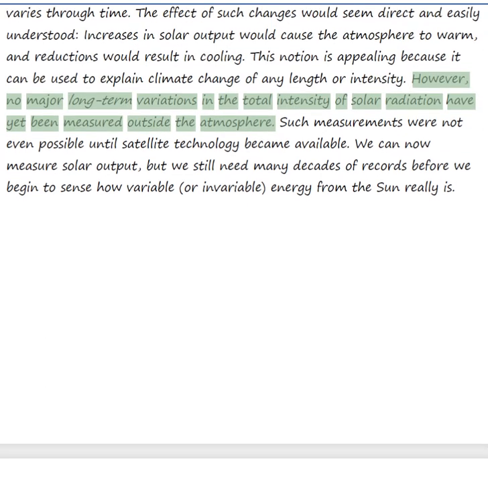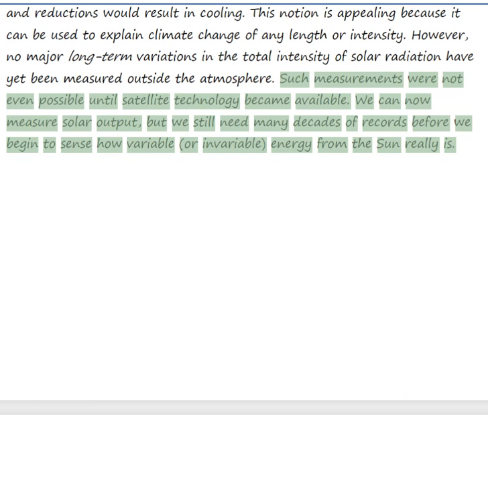However, no major long-term variations in the total intensity of solar radiation have yet been measured outside the atmosphere. Such measurements were not even possible until satellite technology became available. We can now measure solar output, but we still need many decades of records before we begin to sense how variable energy from the Sun really is.